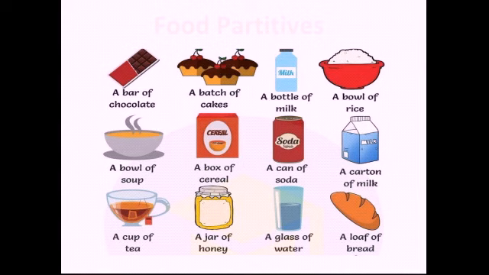Food partitives. A bar of chocolate. A batch of cakes. What do you mean by that? Cakes prepared at one time. They are called a batch of cakes. Milk. It is a countable noun. Is it? No, it is an uncountable noun, but we can make it countable by adding the partitive noun to it. A bottle of milk, or you can say a carton of milk, or a glass of milk. All these are the correct usages.